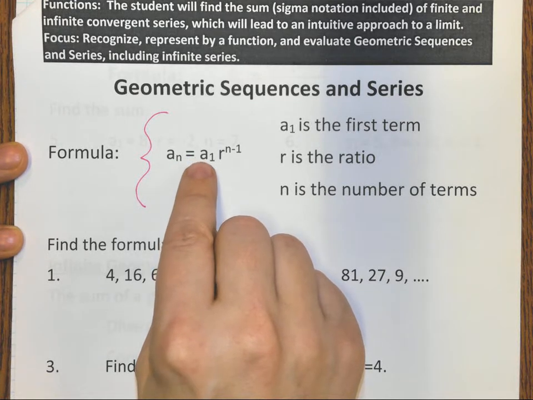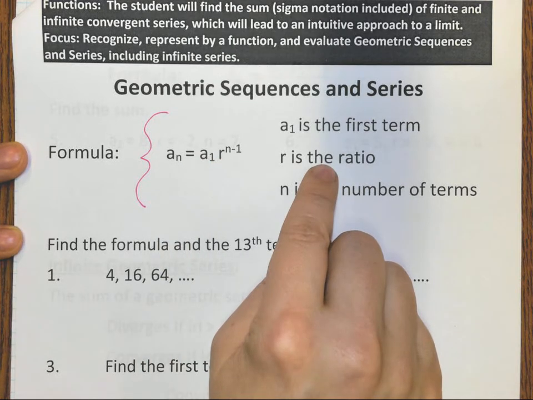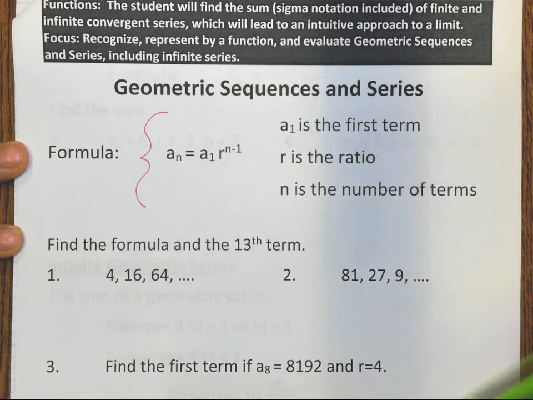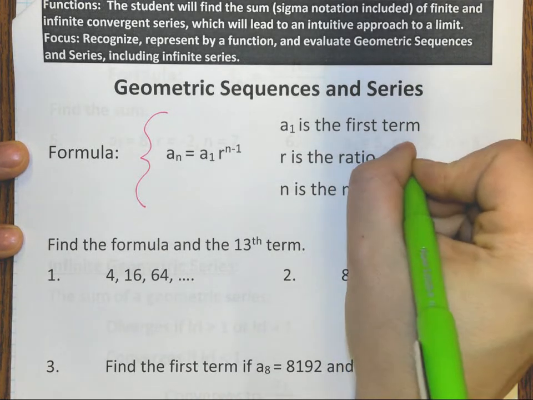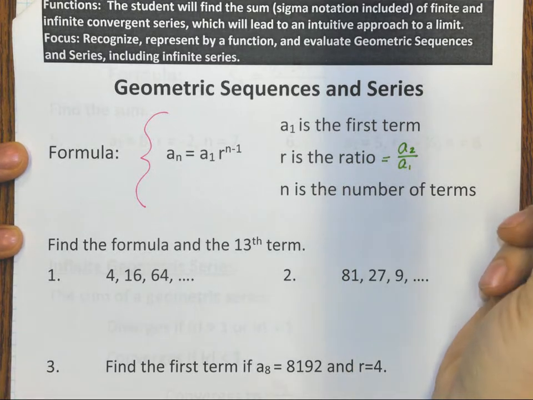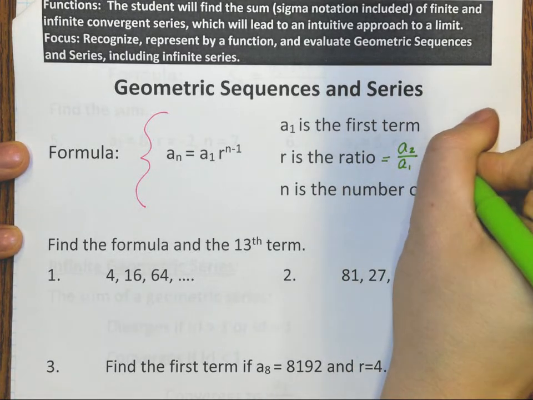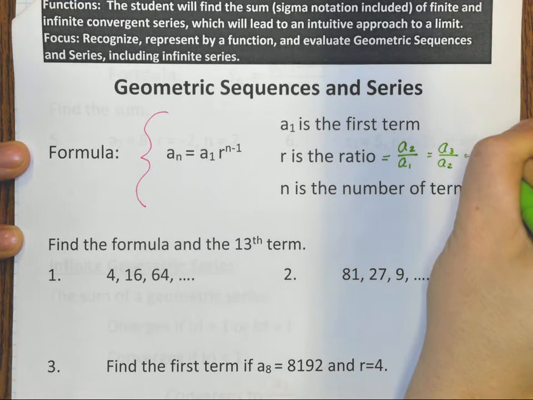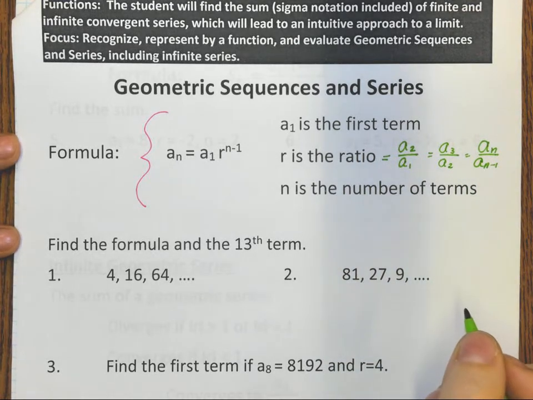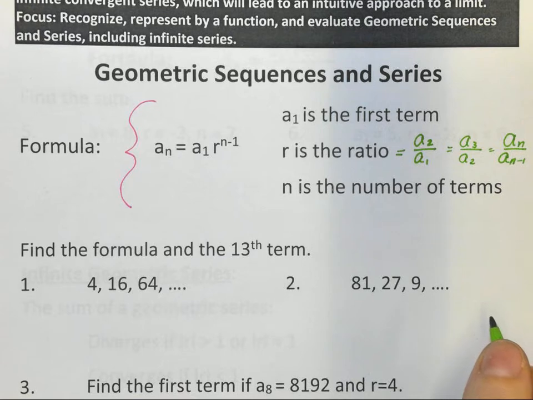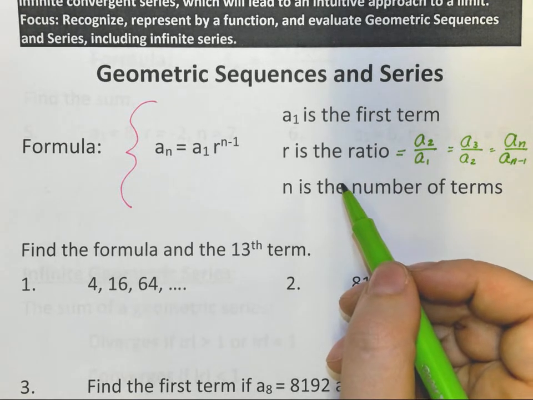Okay, but we still have the first term. Ratios occur because we're constantly multiplying by the same thing over and over again. You can find the ratio, for example, by taking the second term and putting it over the first term, or the third term over the second term, or any term over the term that came before it. That's how you can find your ratio. You can do it any of those ways. And it's still the number of terms.